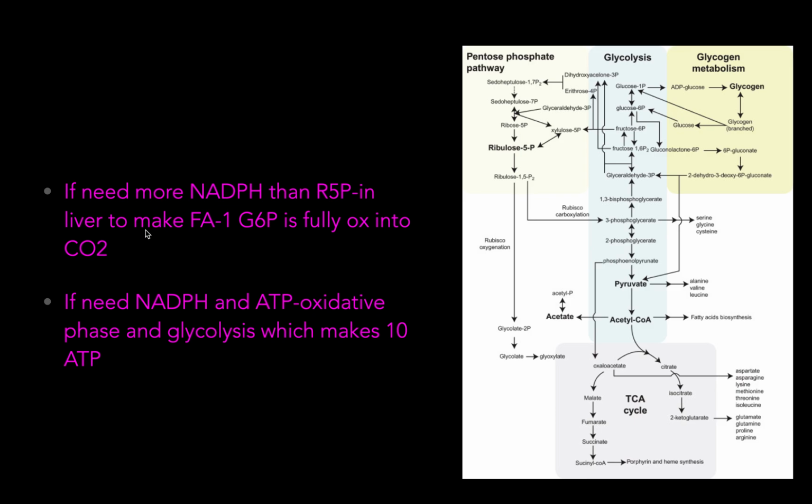And in another scenario, if we need more NADPH than R5P, this generally occurs in the liver because it is going to make the fatty acids. One G6P is fully oxidized into carbon dioxide. And if you need NADPH and ATP, the oxidative phase along with glycolysis will occur, and that makes a total of 10 ATP. So all in all, a fairly effective and efficient cycle. As you can see, all of these are very connected.